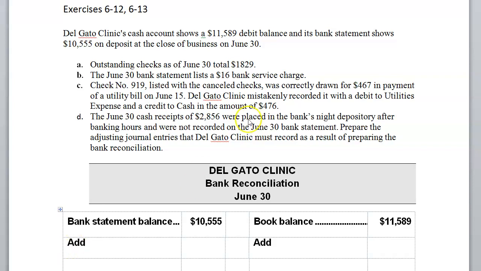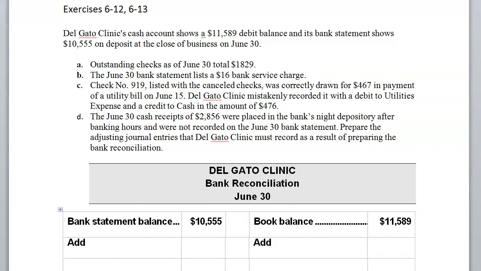So we're given additional information in the problem, and these are the reconciling items. These items were recorded by one party but not the other. So to prepare the bank reconciliation, we're going to determine how these affect each balance. To begin, we have our bank statement balance, $10,555, and our book balance of $11,589. The ending balance from the general ledger and from the bank statement is the beginning point of our bank reconciliation.